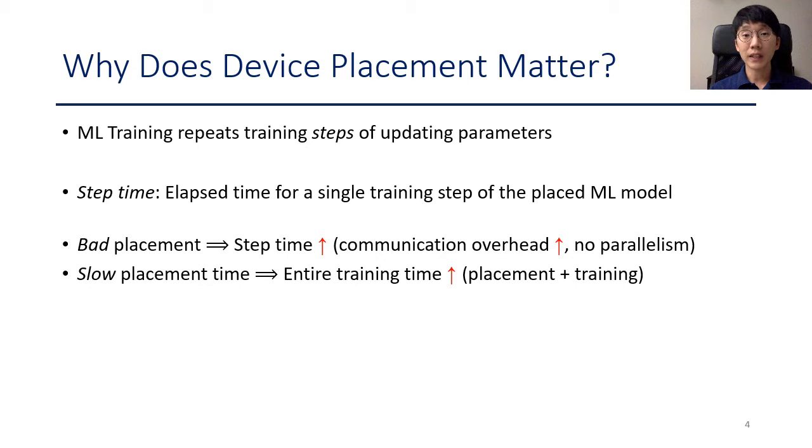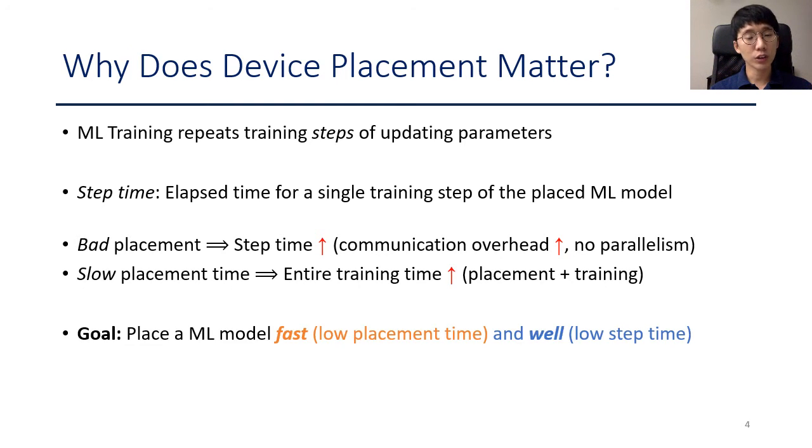However, if the placement time is very long, the entire training time will increase. For instance, let's say the ML training time itself is reduced by 2 hours due to good placement. But if generating this placement takes 10 hours, there's no gain by using this good placement. So, our goal is twofold. We need to place an ML model fast and well.